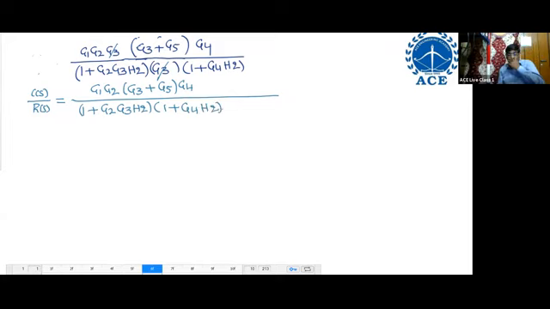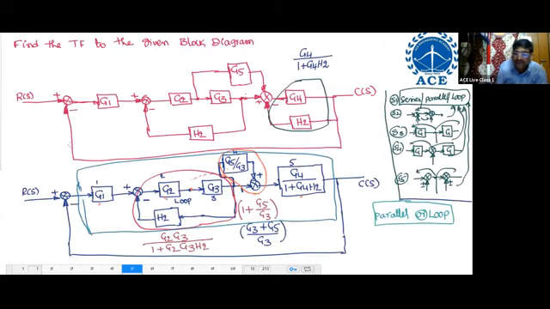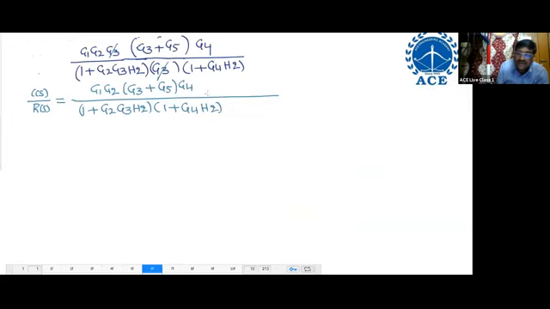Yes or no? Yes. Next, all these blocks having a unity negative feedback. Negative means opposite sign, means plus. Numerator term as it is, write in the denominator, product with feedback gain.